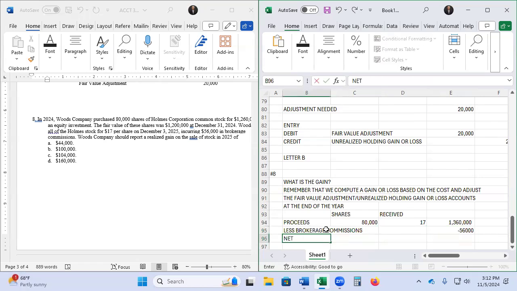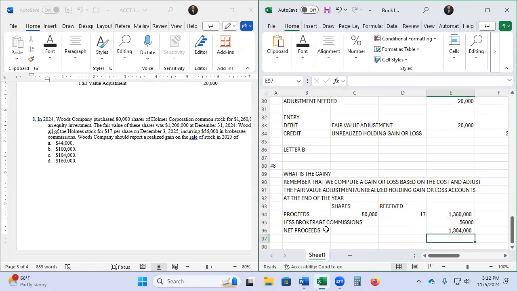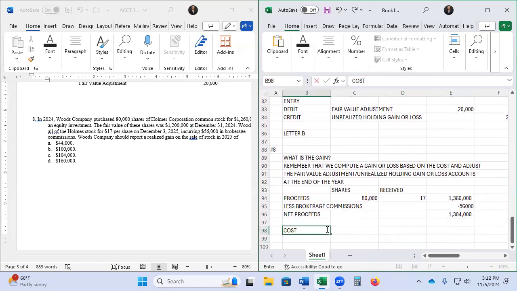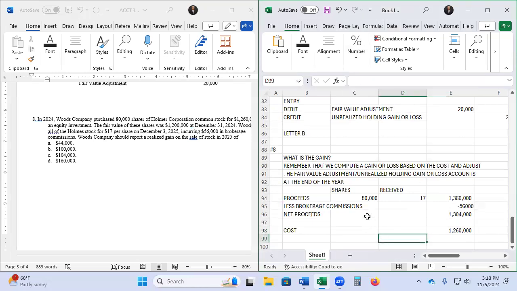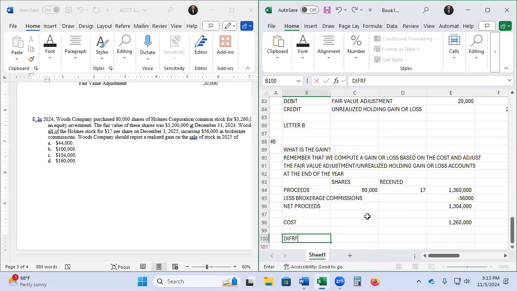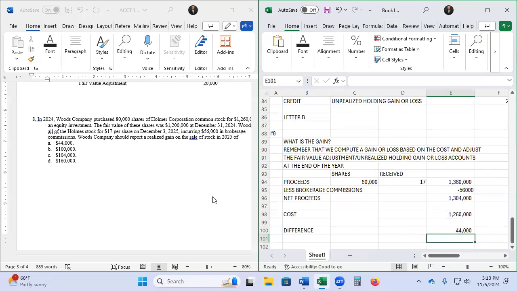So our net proceeds are $1,304,000. Our cost, which we are comparing it to, is $1,260,000. Okay, and so the difference is a $44,000 gain.